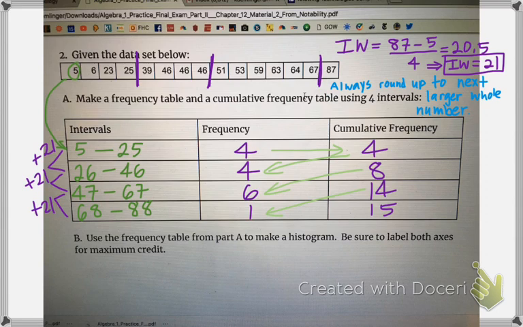So that's the cumulative frequency, and that's the frequency table, and I hope that was helpful.